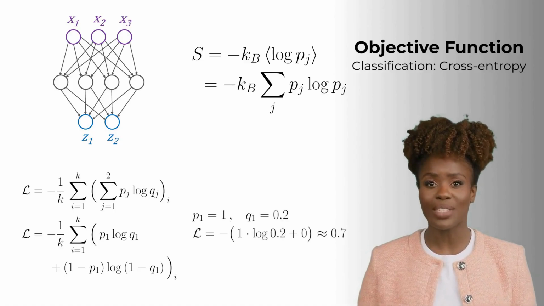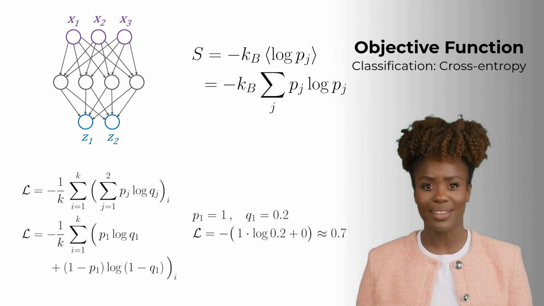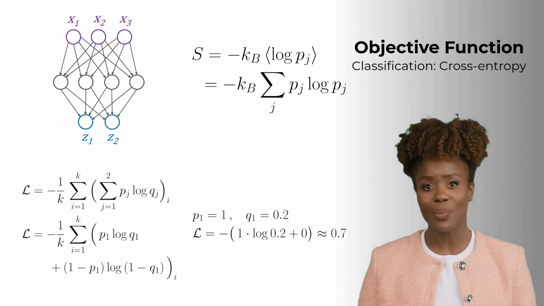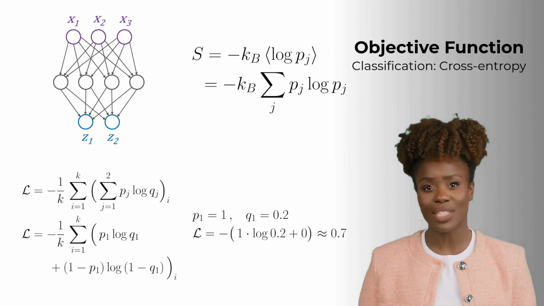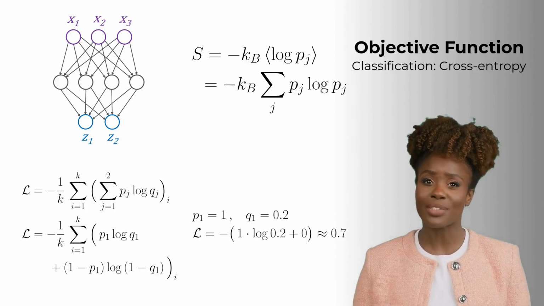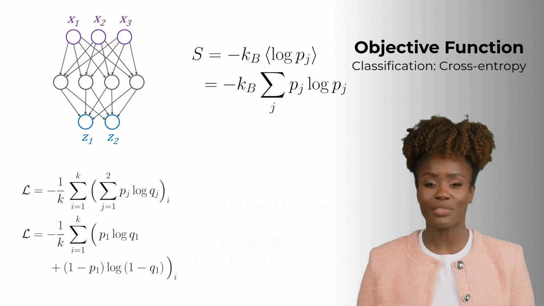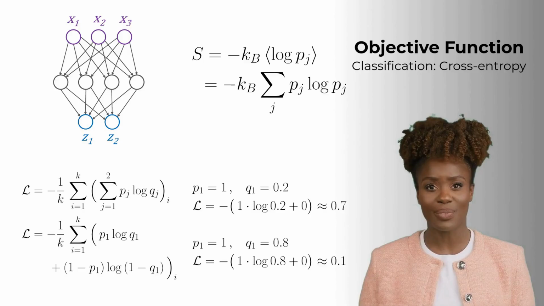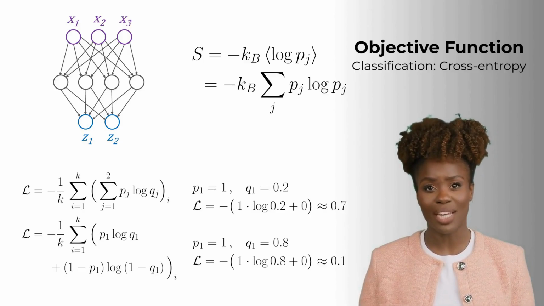To understand how cross-entropy is used as an objective function that is minimized during network training, let us compare some numbers. We take an example of a signal event, that is P1 equals 1. The network may be rather wrong, predicting Q1 equals 0.2. Then the objective function returns 0.7. If the network prediction matches better with Q1 equals 0.8, the objective function shrinks towards 0. Thus, training classification networks is done by minimizing the cross-entropy objective function.